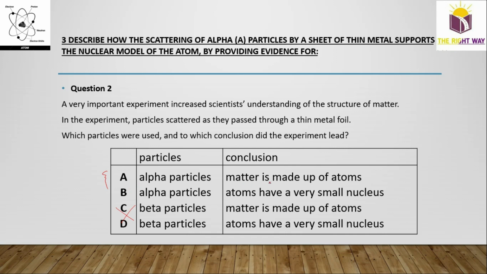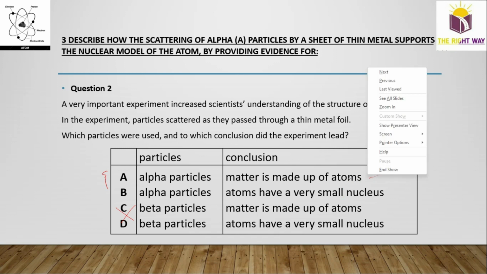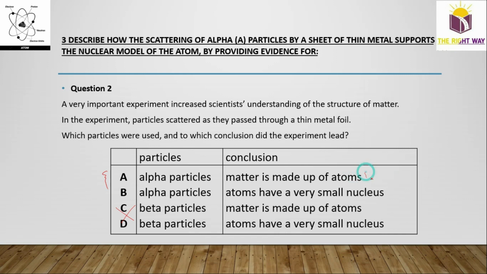Okay, matter is made up of atoms. Atoms have a very small nucleus. What is the conclusion of that? We know any matter is made up of atoms, but what conclusion have we drawn from this experiment? Atoms have a very small nucleus. So B is the right option, that we have used alpha particles and the conclusion is that atoms have a very small nucleus.